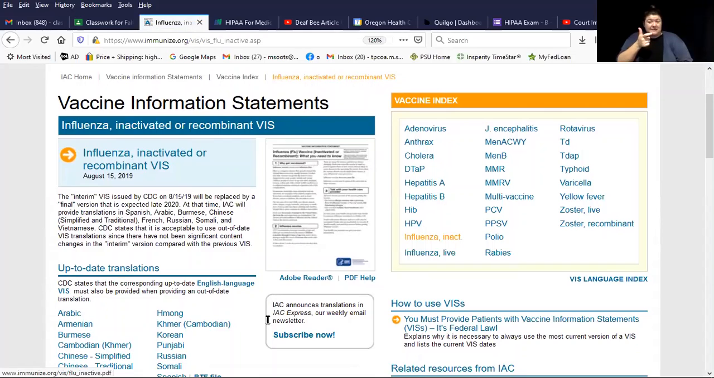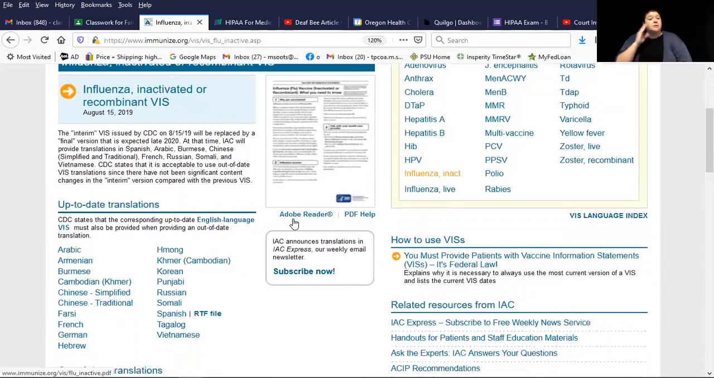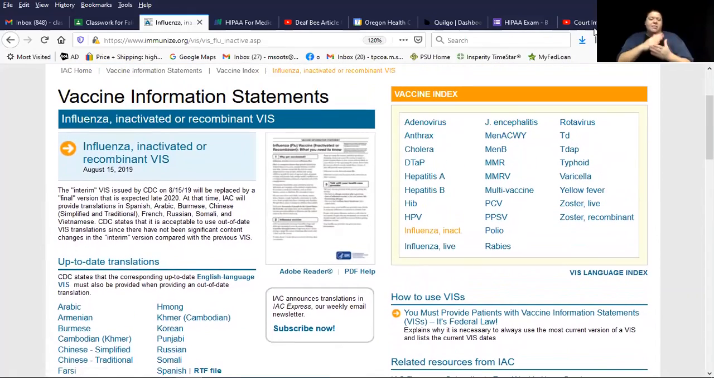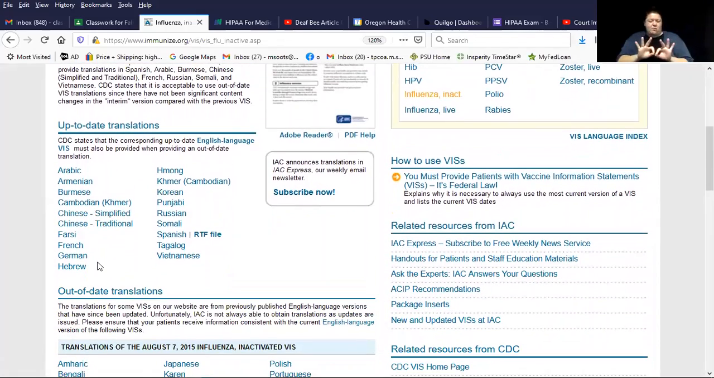So anyways, they have these vaccine information sheets, and you can go on here and it'll give you all the information. It'll download a PDF form for you. The other thing is that you can look at this particular vaccine in different languages. Okay, so the vaccine information sheet, the VIS, is available in different languages for people.